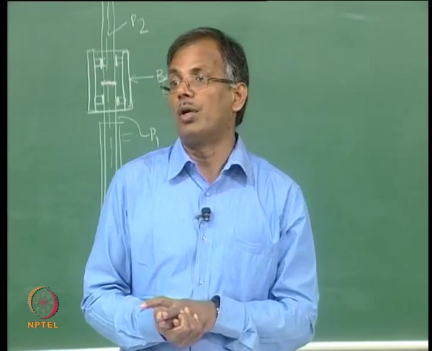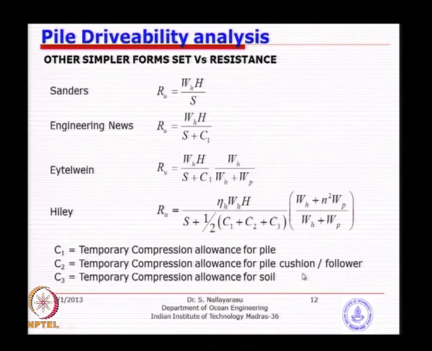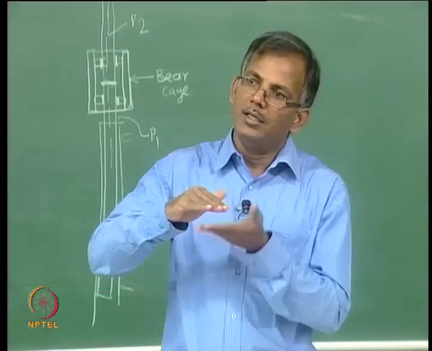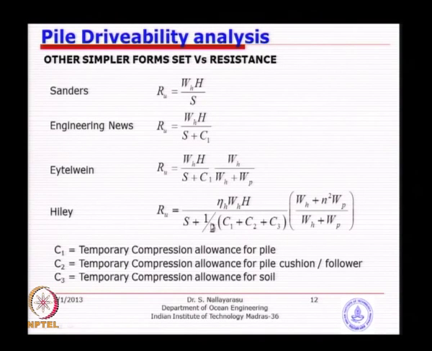which is also doing some work. So that is why they wanted to take it into account. Similarly, you see here the temporary compression of the pile cushion, which is placed at the top of the pile, is also taken into effect. All these things are too small. If you look at the magnitude of the temporary compression allowance for soil, in a case where your hammer energy is so small that you are unable to break the soil bond, it actually comes back. That means you are working within the elastic region of the soil spring. So those things are added to this formula.